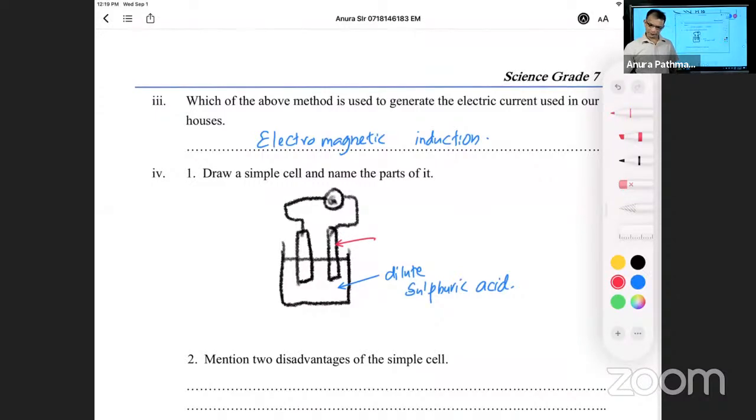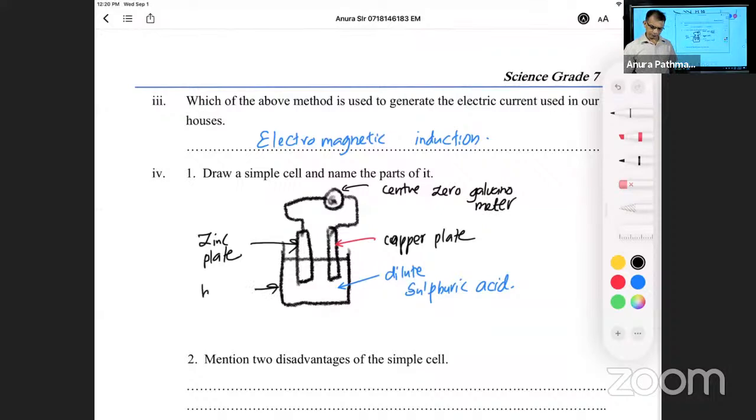Sulfuric acid. Don't ask those things, my dear, that we have passed now. This is copper. We did according to the questions, you have the question paper with you, right? Copper plate. And this is zinc plate. This is center zero galvanometer, beaker.